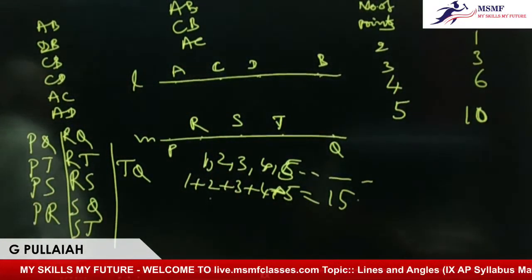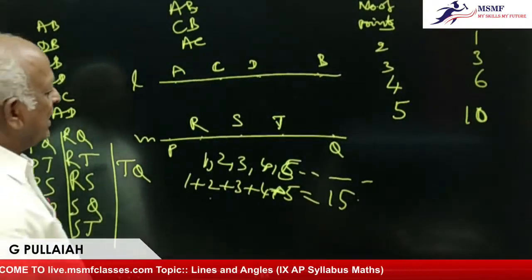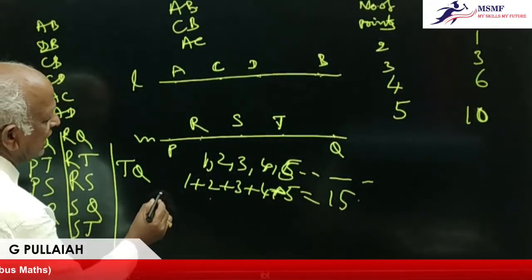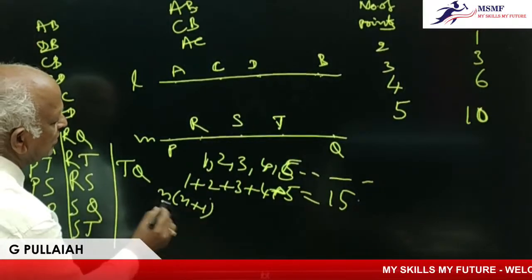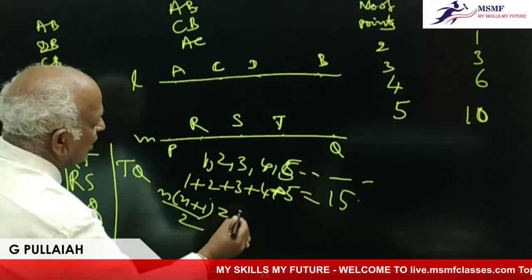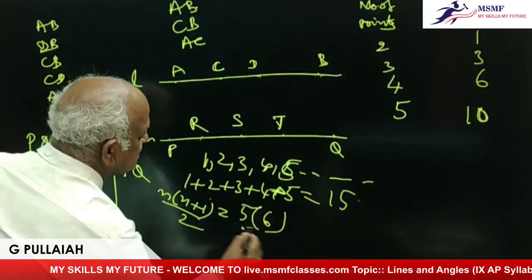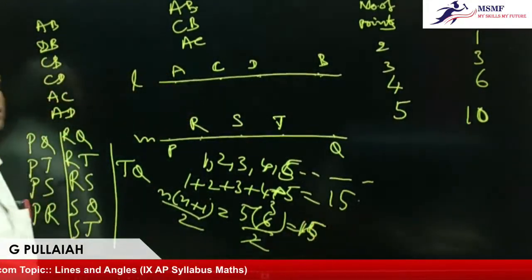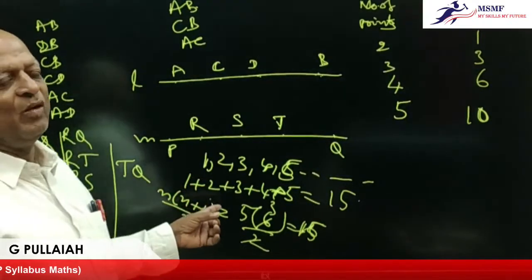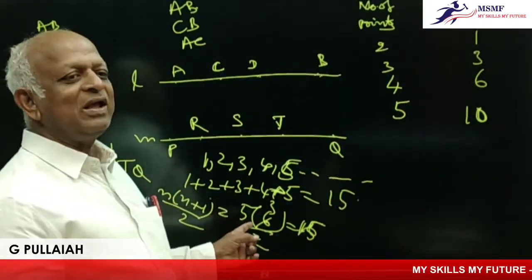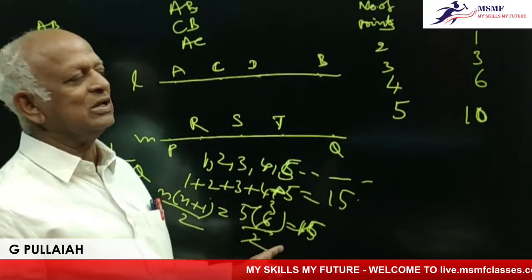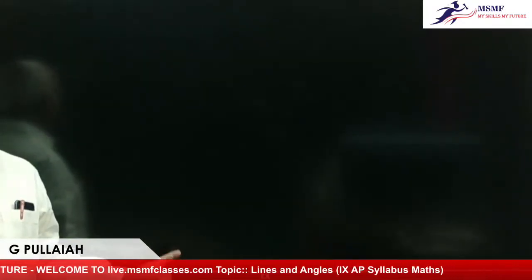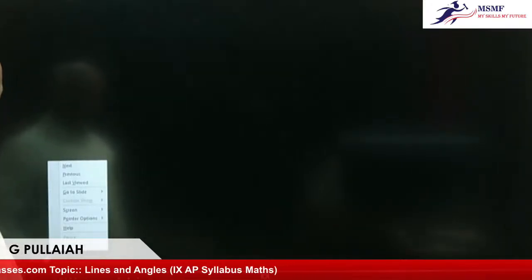Now how can we arrange this formula? This is important. It is n into n plus 1 by 2. Here n is equal to 5, n plus 1 is equal to 6, divided by 2. 2 threes are 6, and 5 times 3 gives 15. Clear? So this is the formula we use to get the sum of n natural numbers. The sum of n natural numbers is n into n plus 1 by 2. Clear?